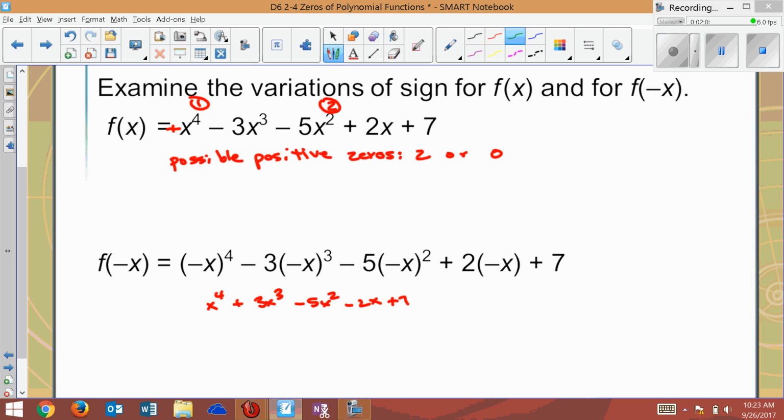So we count them up. Positive, positive, that's no sign switch. Positive, negative, that's the first sign switch. Negative, negative stays the same. Negative, positive, that's 2. So possible negative zeros would be either 2 or some even number less than 2, which is only 0.